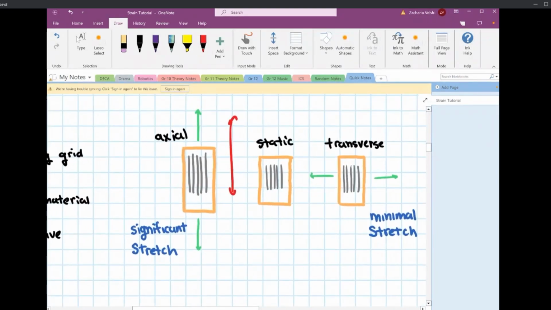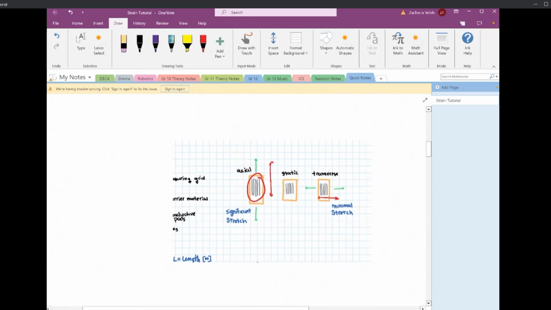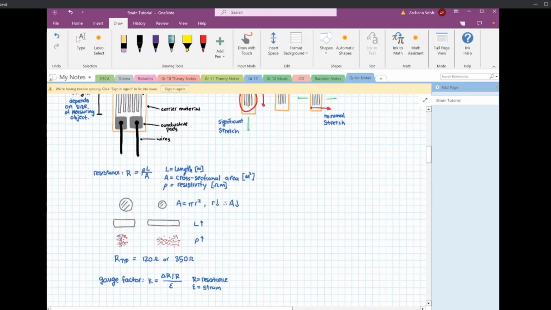And that's because we want to be measuring the deformation of this resistive pad right in the middle only in the axial direction, since that'll provide the most amount of change. Compared to the transverse direction, you're not really going to see as much change in, for example, the thickness of these little wires, because that's the basis of how strain gauges work.